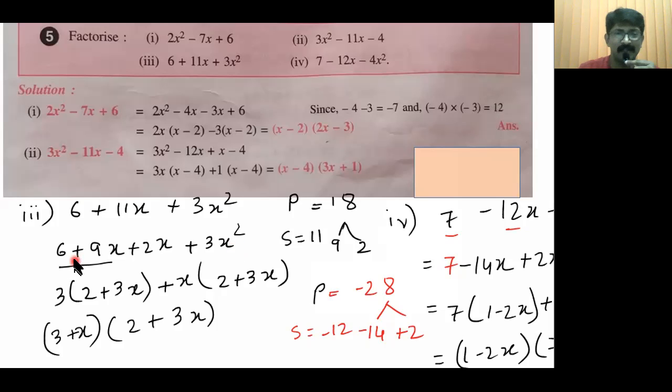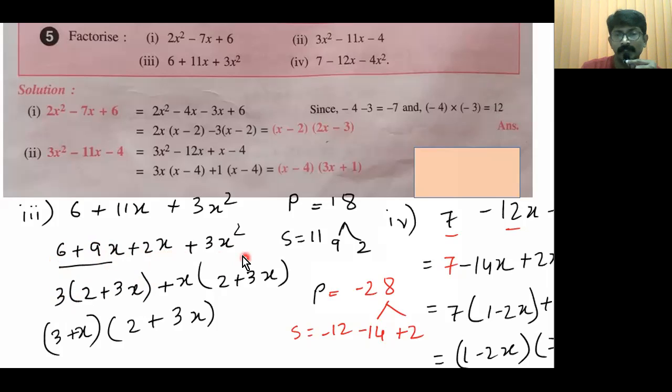Isn't it simple? Now, out of this, what can be taken out common? 3. 3 2s are 6 and 3 3s are 9. So 3 outside the bracket, 3 2s are 6 inside the bracket 2, and 3 times 3x is 9x, isn't it?